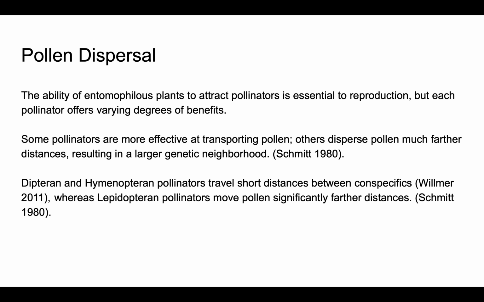So in order to be successfully pollinated, they have to first attract pollinators. But each pollinator offers a varying degree of benefits. For example, some are more effective at transporting pollen, and this is largely dependent on what the species of plant is. There's no true rule for this. And others disperse pollen much further distances, resulting in a larger genetic neighborhood, which we're going to get into in the next slide.